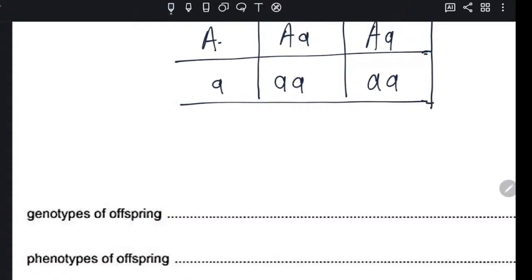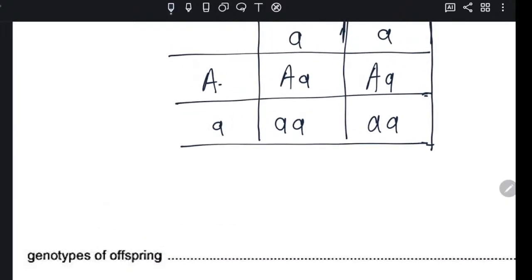So now, what are the genotypes of the offspring? It means the things inside your Punnett square. Those are the genotypes. We have big A, small a, and we have 2 of them, so you can put it like this. Then we have small a, and we have small a again.